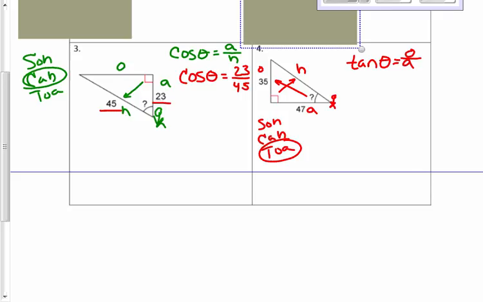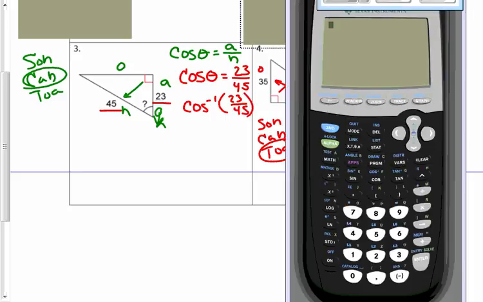So now we're finding the angle. Anytime we're finding the angle, we know we have to take the inverse. So you're going to say the inverse of cosine of 23 over 45. At that point, you can pull out the calculator and we can type in second cosine to get that inverse.